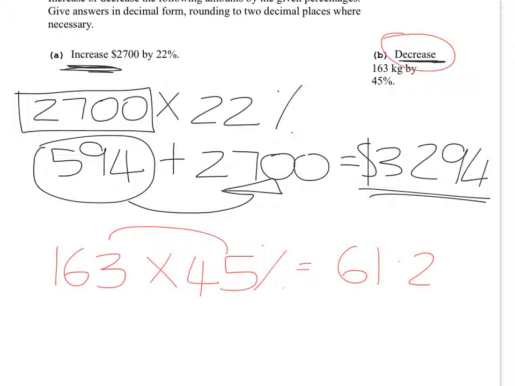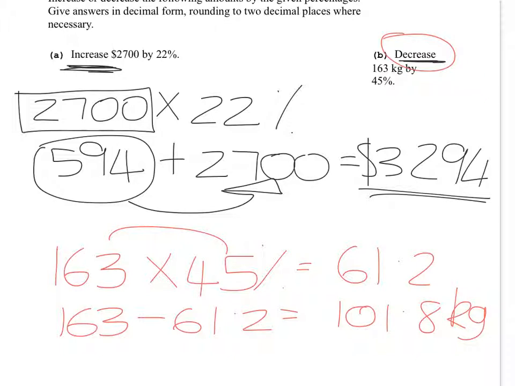So I start off with my first amount, which is 163, and I take away 61.2. Put that in my calculator. 163 take 61.2, and I'm left with 101.8, and that would be kilograms. And then you check, am I less than my initial amount? Yes, I am. So then it's correct. So you've taken it away. So remember, there's two steps in both of these. First, you find out what the percentage is of your base amount, and then you add that number to your base amount. Okay, let's move on.